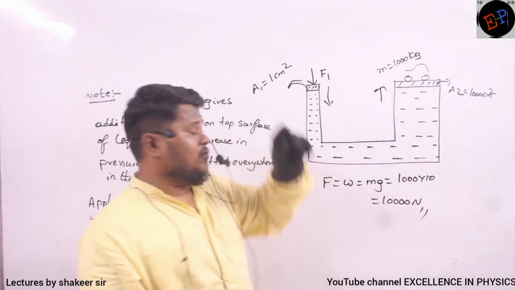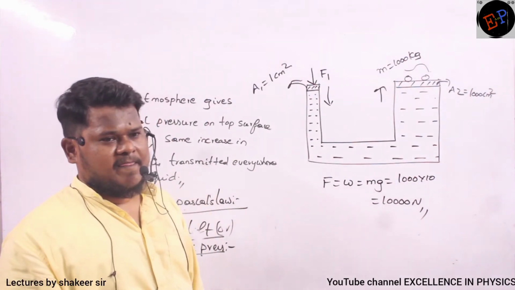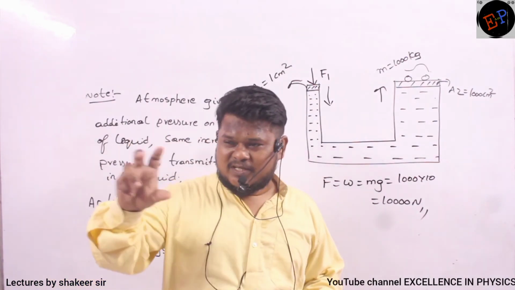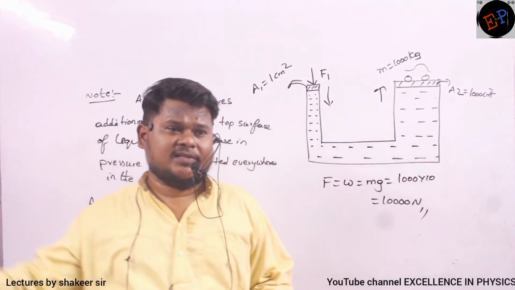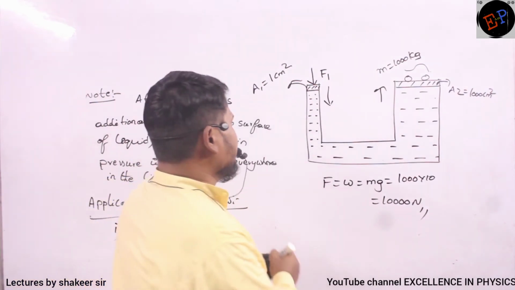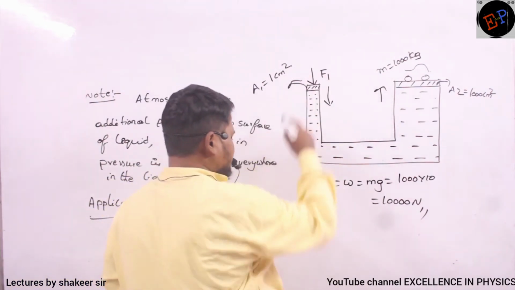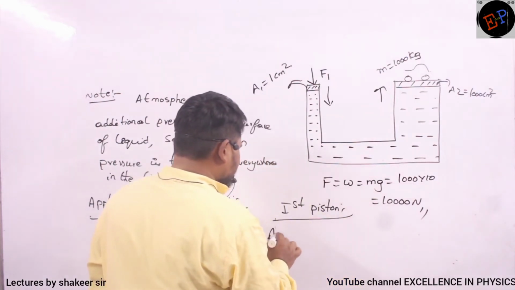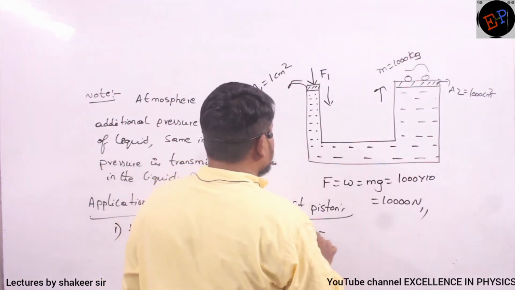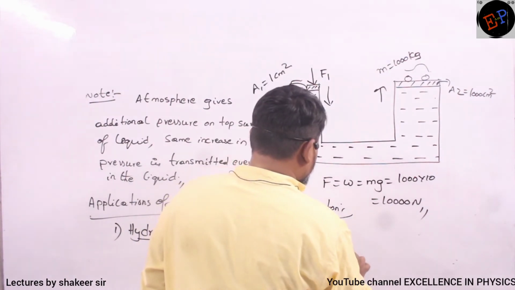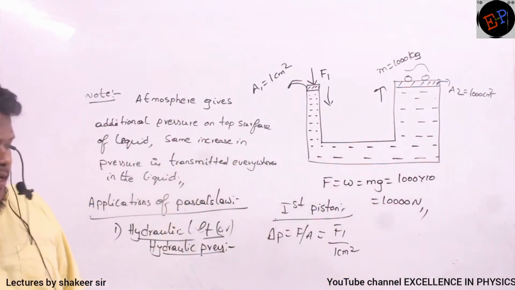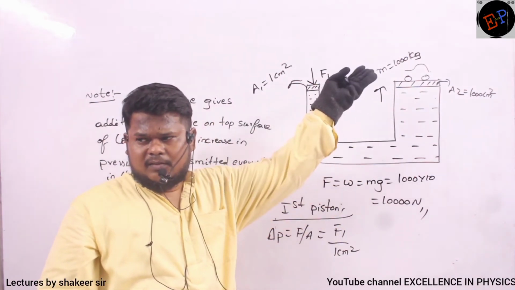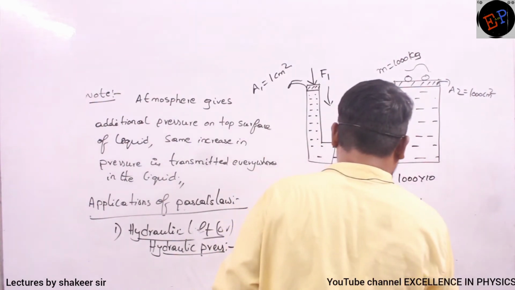So here, how much force do I have to apply? Which statement did you say? How much pressure are you increasing at one area? The same increase in pressure is transmitted everywhere. So here, what is the increase in pressure at the first piston? Force per area only. Force is how much? I don't know. Area is how much? 1 centimeter square. That's all. And the same increase in pressure is transmitted everywhere, and that pressure is responsible to lift the car upwards. So what is the increase in pressure at the second piston?